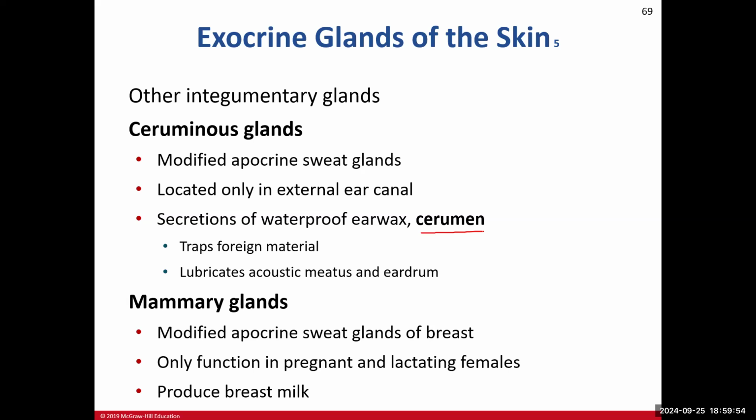But that cerumen will help to trap those foreign particles, and it also acts as lubrication. And then our mammary glands, those are modified apocrine glands. And so those are the glands that are going to produce breast milk. And so during pregnancy and during nursing, a lot of the tissue, a lot of the cells in these glands will proliferate, become more numerous so we can produce more breast milk to feed baby.